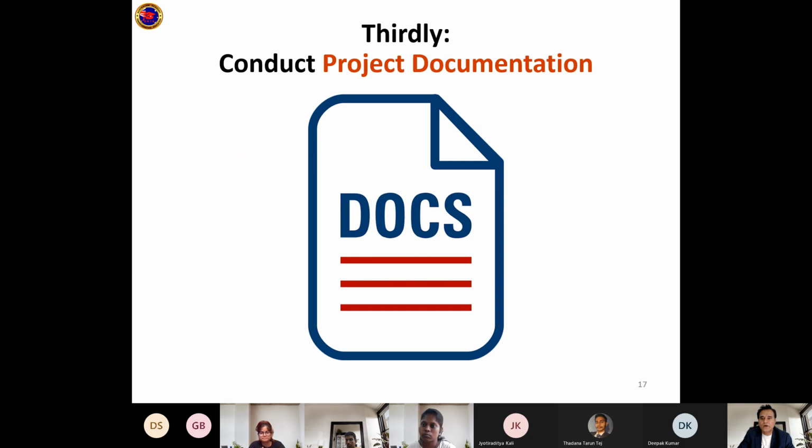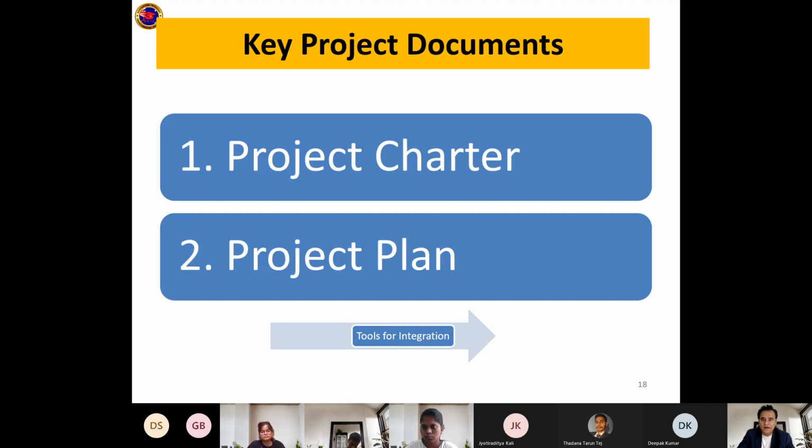Again, next very important thing is that in integration, you need to integrate the project through certain documents. Documentation is a very important part of a project manager's competency, so you will conduct project documentation. There are two key documents that we'll learn today: one is a project charter, another is a project plan.